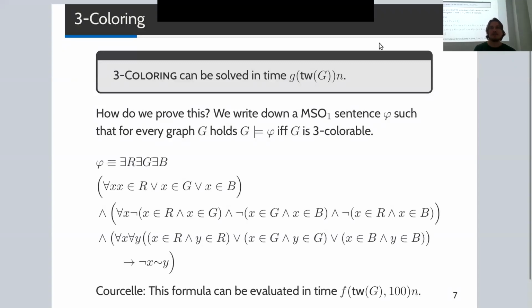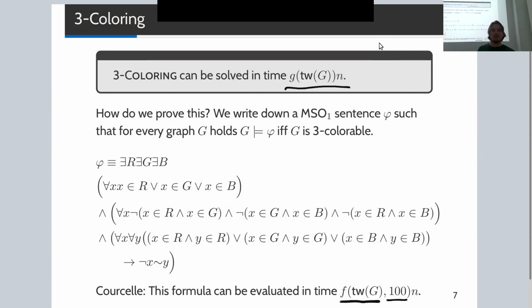Formula phi looks something like this. And I guess its length is at most 100, so it has constant length, less than 100. Then Courcelle's theorem states we can evaluate this formula in some function of the tree width and the length of the formula, which is less than 100. And so if you then say g of the tree width is f of the tree width and 100, we get the statement above that you can solve it in some function of the tree width times n.